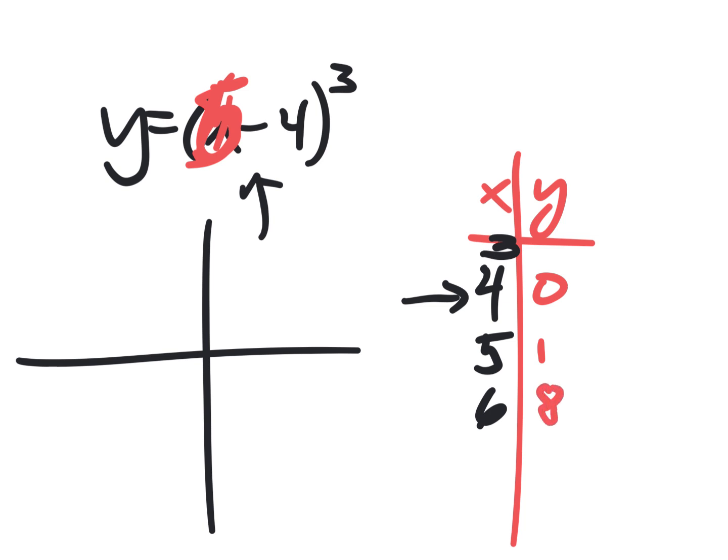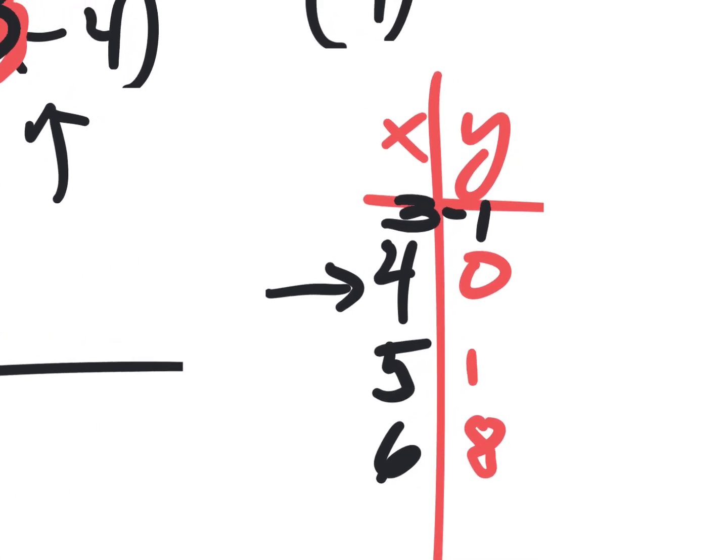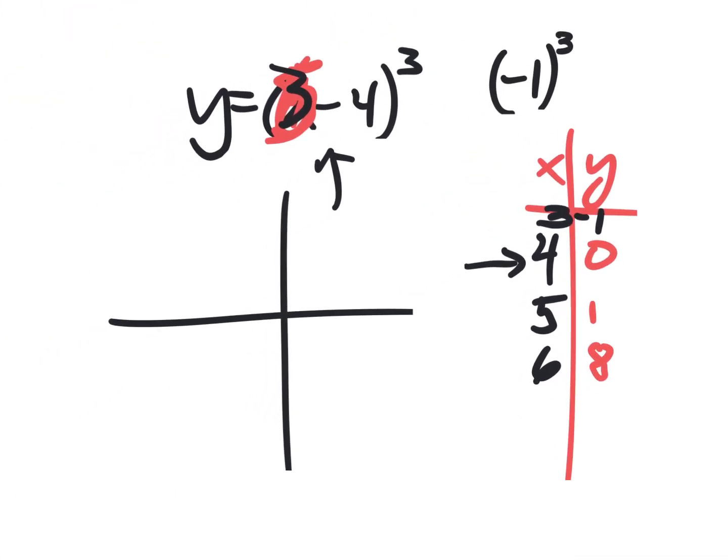It actually didn't get that big. But 3 would have been a little easier. I put in a 3 here. 3 minus 4 is negative 1. Negative 1 to the third is negative 1. Because negative 1 times negative 1 times negative 1, there's 3 negatives. Negative 1. So there's my 4 points. I can graph those 4 points. And I'm done. And then I just have to do the domain and range.